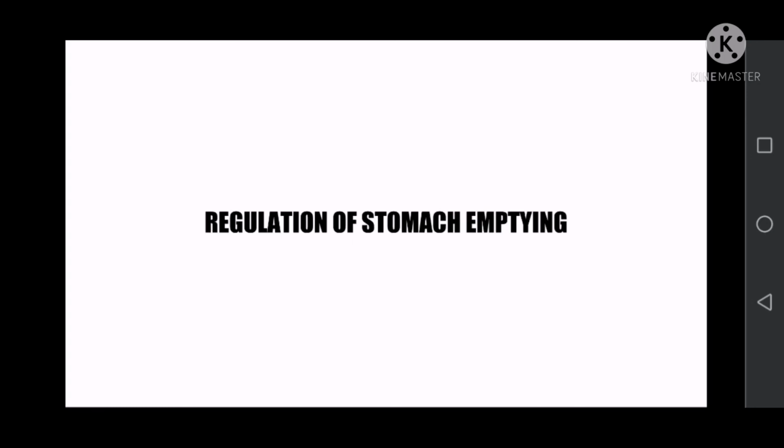inhibit stomach motility. There are many hormones that are secreted by the duodenum which can inhibit stomach motility, and these include secretin, cholecystokinin, and gastric inhibitory peptide. So these duodenal factors have the opposite effect. They inhibit the pyloric pump and they increase the tone of the pyloric sphincter, which inhibits gastric emptying.